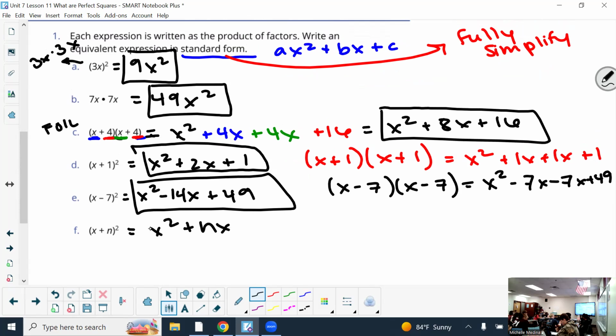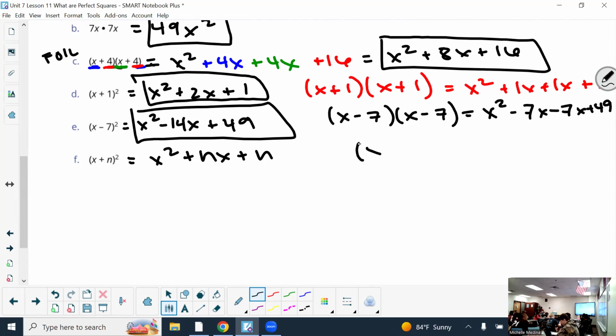X squared plus nx plus n, is that what you got? Okay. So in this one, it's x plus n times x plus n, that's what the exponent tells you to do. The first terms multiplied together is x squared. The outer terms is nx, and we do like to put it in ABC order, so that's why I'm doing nx instead of xn. Multiply your inner terms, you get nx, and multiply your last terms. What's n times n? N squared.